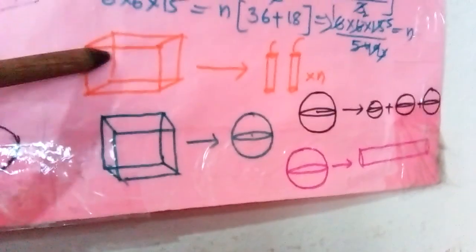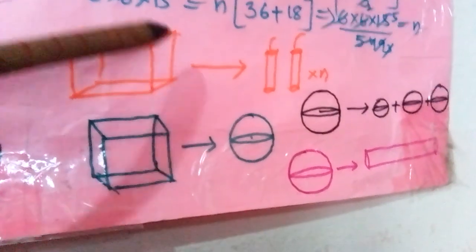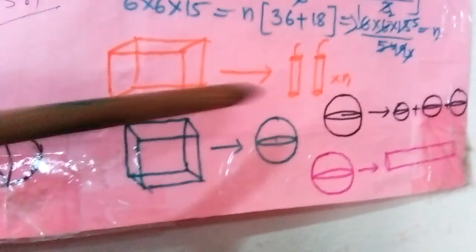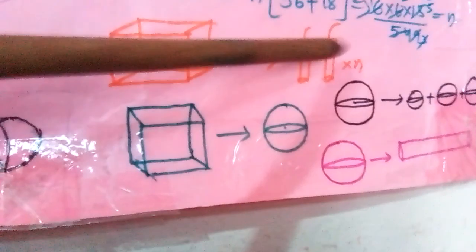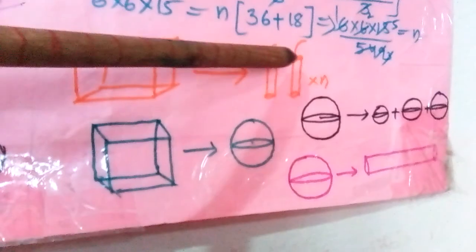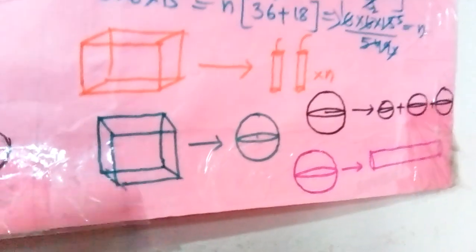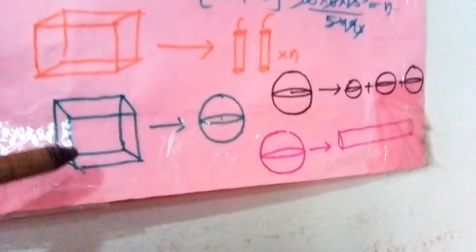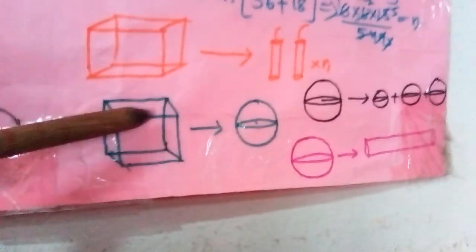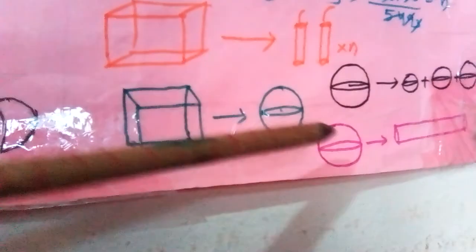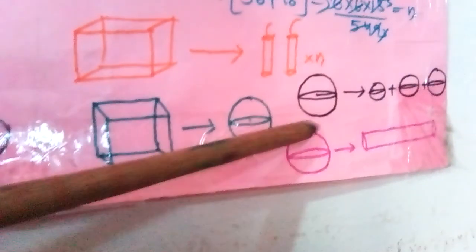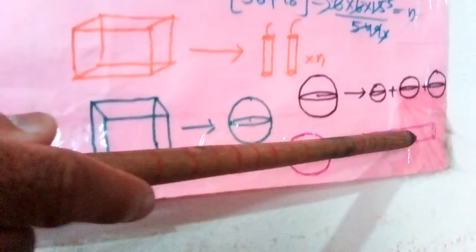Volume of a cuboid is L into B into H; you will have all three measurements. Next is equal to N into the volume of cylinder, pi r square H. Okay, next, a cube is changing into a sphere. So the volume of cube is equal to the volume of sphere. Next, a sphere is changing into a cylinder. The volume of a sphere is equal to the volume of a cylinder.